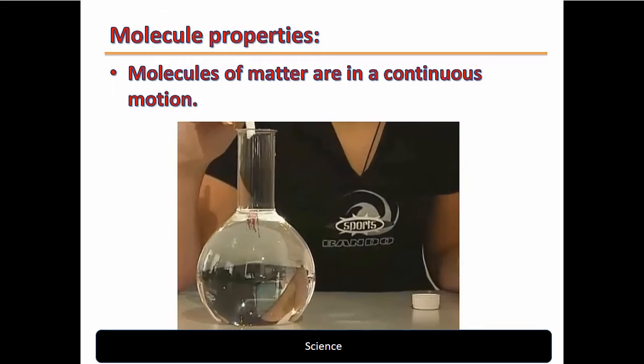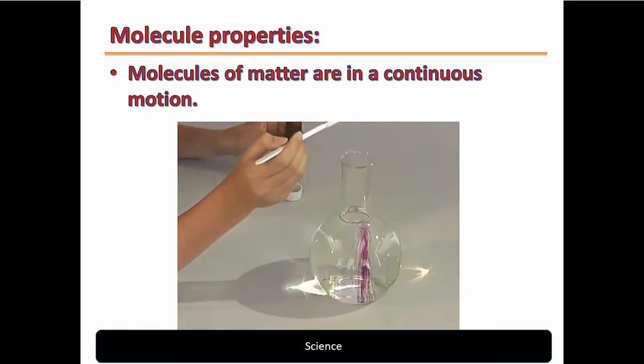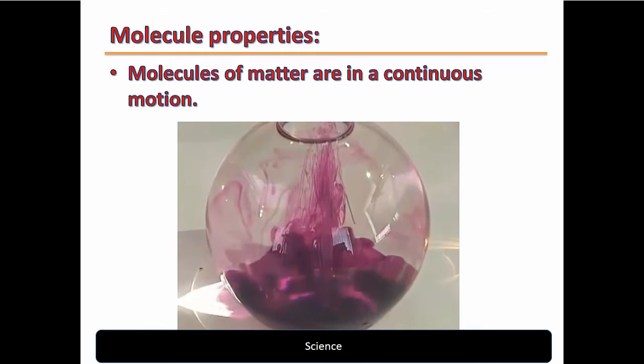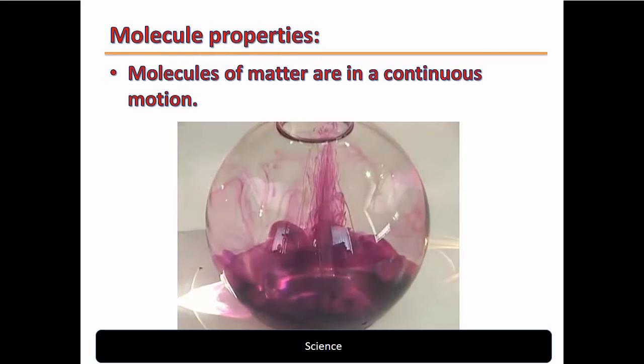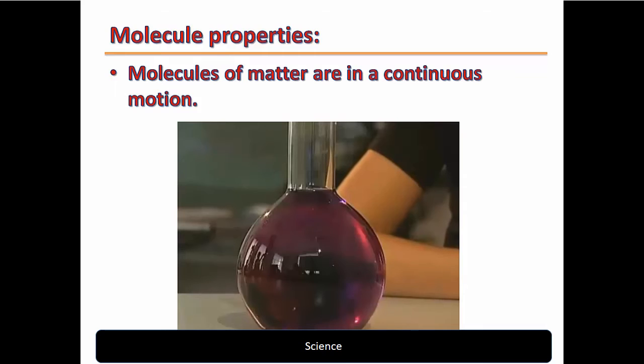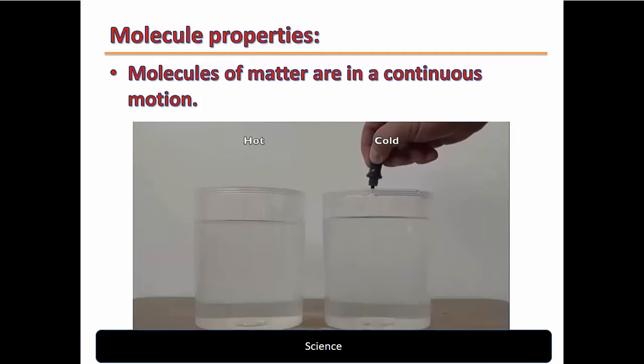If we put a small amount of potassium permanganate, which has a violet color, in a container that contains water, we will see that its color will spread all over the water until the color of the water changes into violet. This is because water molecules are in continuous motion, or rather, because molecules of matter are in continuous motion.